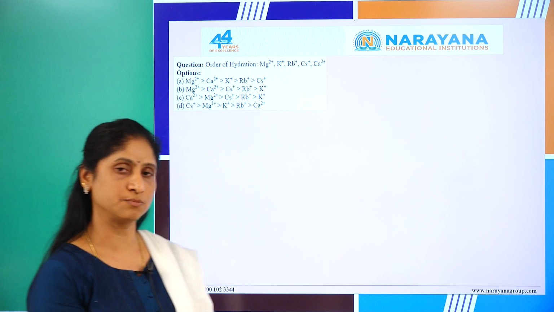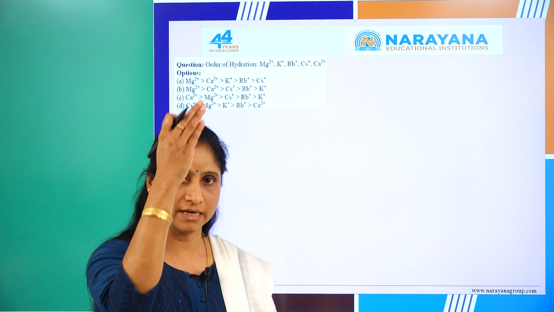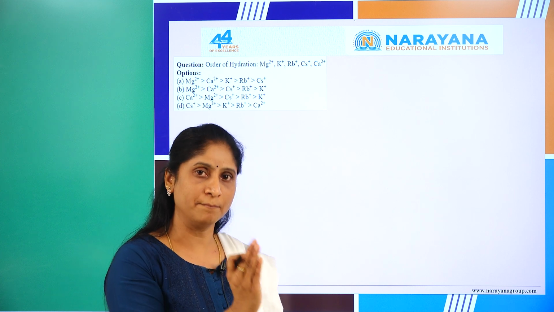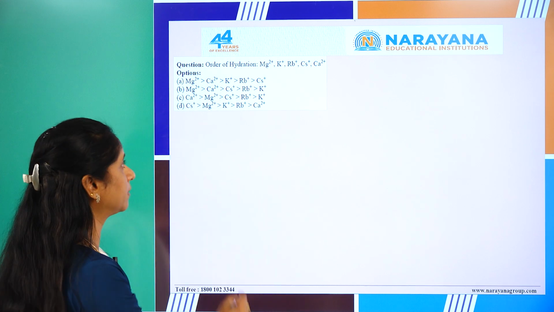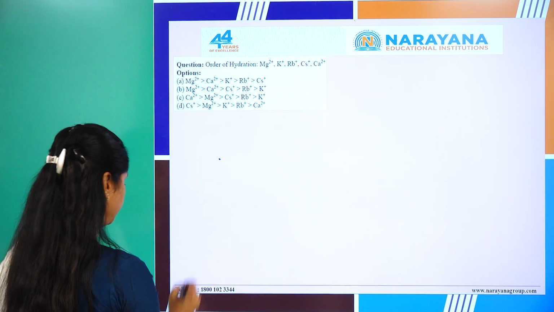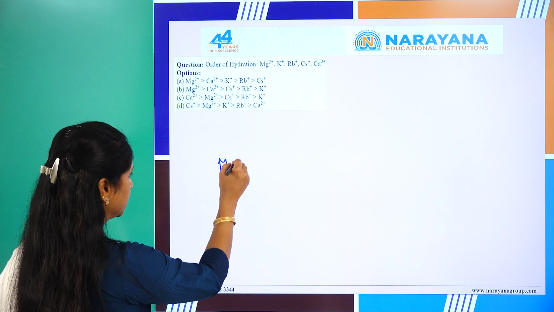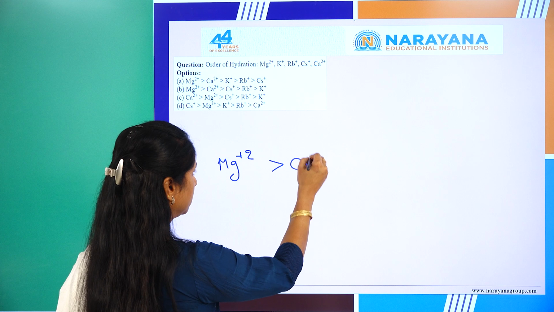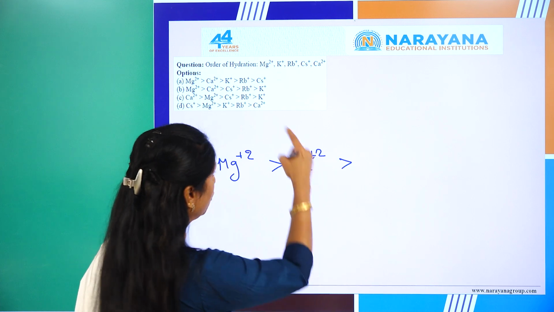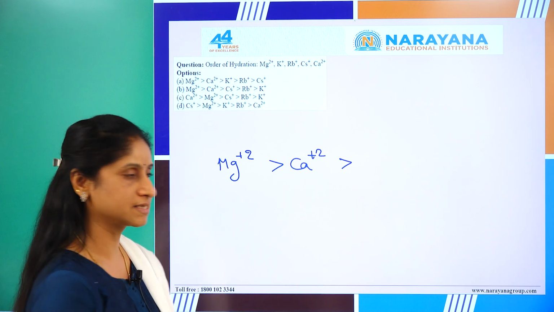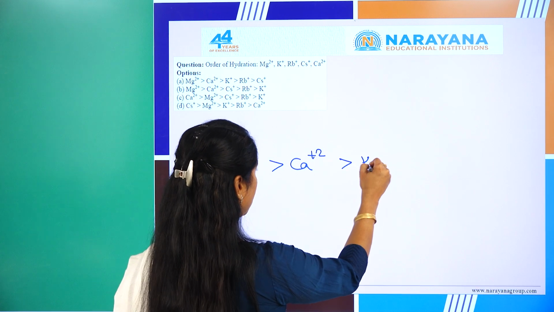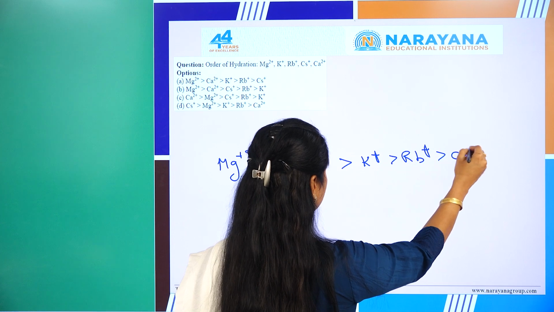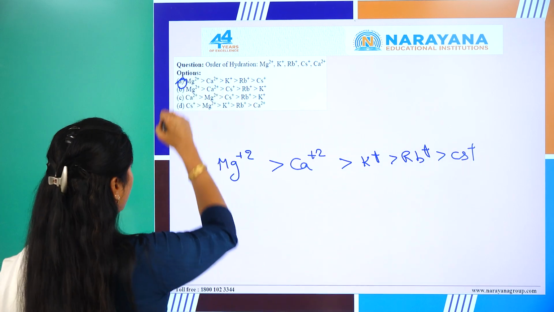Alkaline earth metal ions are smaller than the alkali metal ions, and down the group the size of the ions increases. So by combining all these factors, the best order we can go with is: Mg plus 2 among all these is the smallest ion. Next, calcium ion. Down the group of alkali metals size increases: potassium ion, then rubidium ion, then cesium ion. Hence the correct answer can be option A.